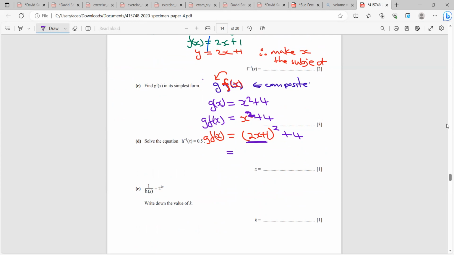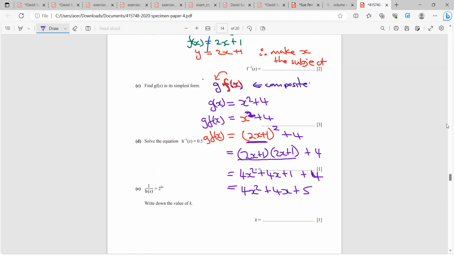It's worth 3 marks, so you have to expand it. So we have 2x plus 1 and 2x plus 1, plus 4. And then we need to do our foiling here. We are going to get 4x squared plus 2x plus another 2x, that will become 4x, plus 1 plus 4. I'm sure we all know how to do foiling, how to expand our brackets. And then after this, our final answer will be 4x squared plus 4x plus 5. Are we together?